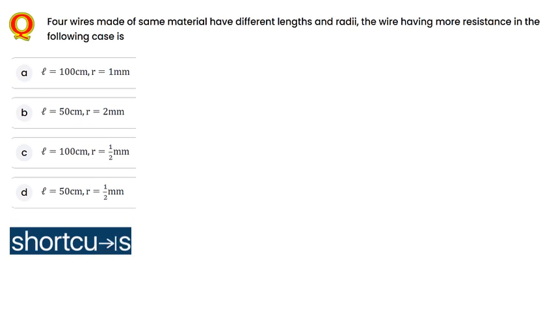In this problem, we can use some shortcuts instead of working out the problem with some logic. See this one: four wires made up of the same material. Same material, in this case, means the resistivity will be the same, but they have different lengths and radii. Which wire has more resistance? So what they are asking in this one is which combination has more resistance.